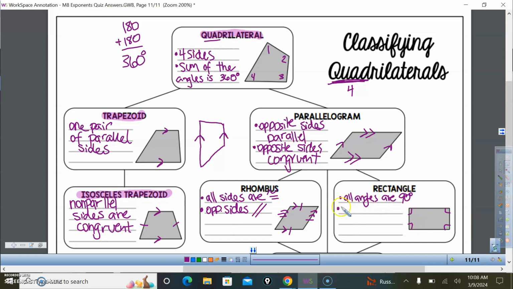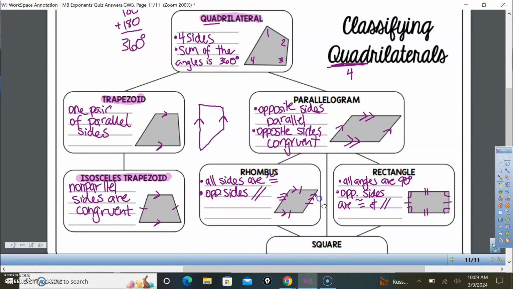And then just like a parallelogram, those opposite sides are congruent and parallel. So I could say that these two short sides here are congruent to each other and are parallel. And then these two long sides here are congruent to each other and they are parallel.